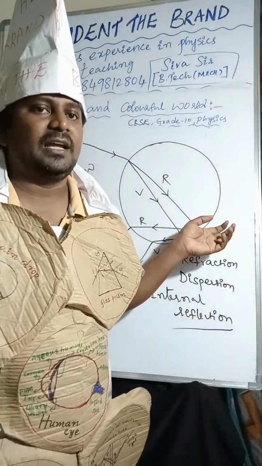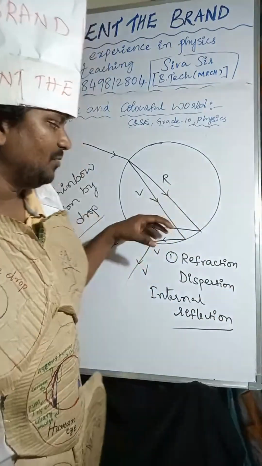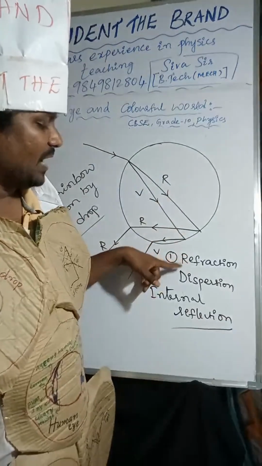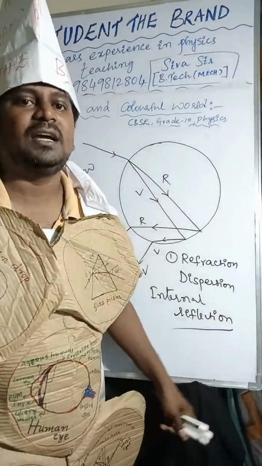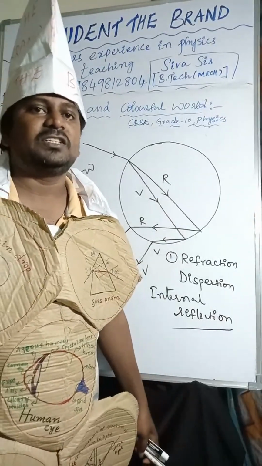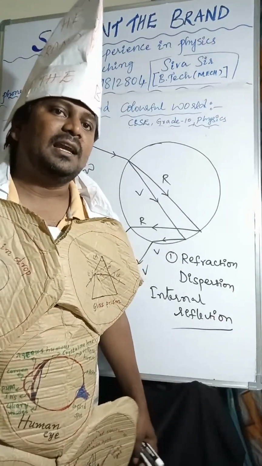I hope it is very clear. So once again, the phenomena involved in the formation of rainbow: refraction, dispersion, and internal reflection.